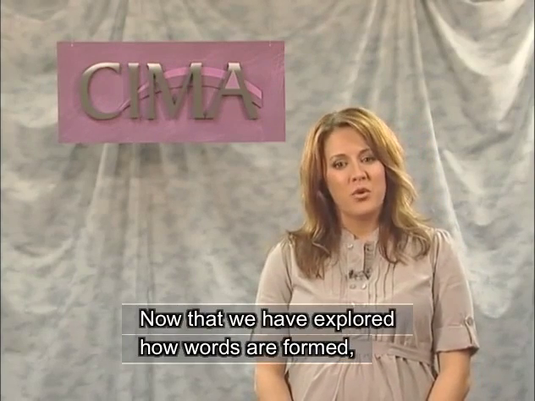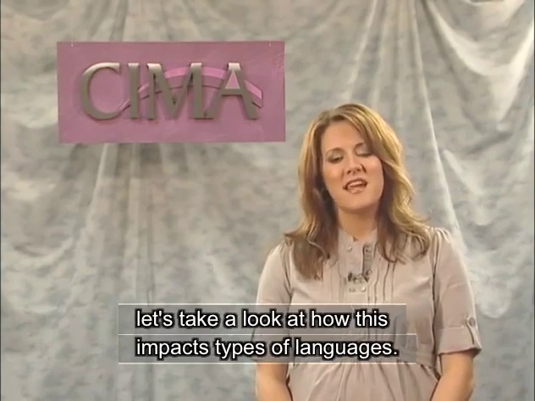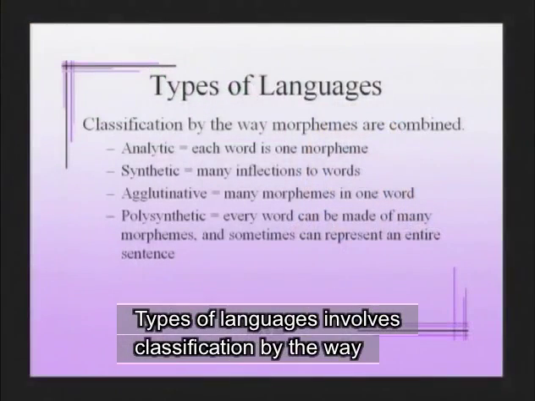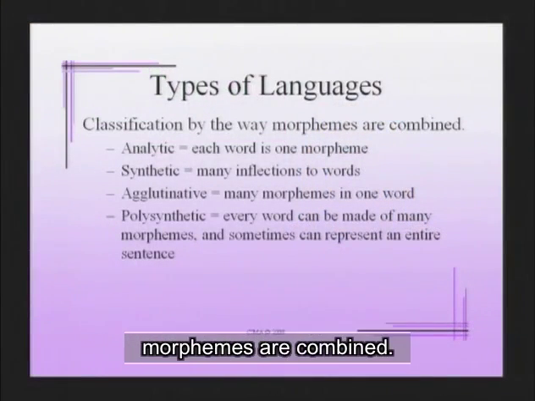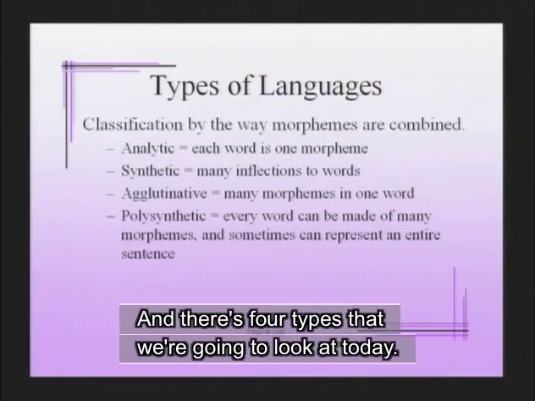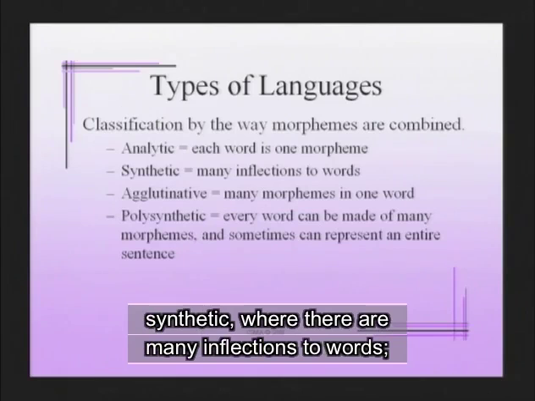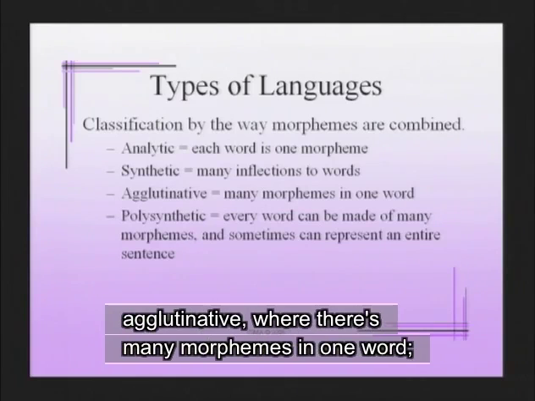Now that we have explored how words are formed, let's take a look at how this impacts types of languages. Types of languages involves classification by the way morphemes are combined. There are four types that we're going to look at today. Analytic, where each word is one morpheme. Synthetic, where there are many inflections to words. Agglutinative, where there are many morphemes in one word.